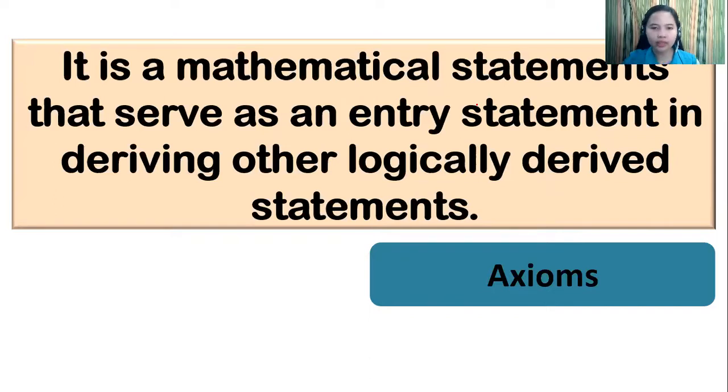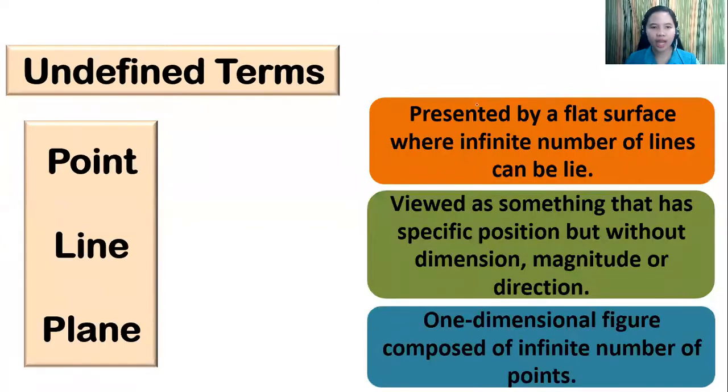Next, let's have the undefined terms. We have three undefined terms: point, line, and plane. And on the other column, we have the definitions. The first one is presented by a flat surface where an infinite number of lines can lie. As you can see, we have the keyword here, flat surface. So among the three undefined terms, the correct answer is plane.